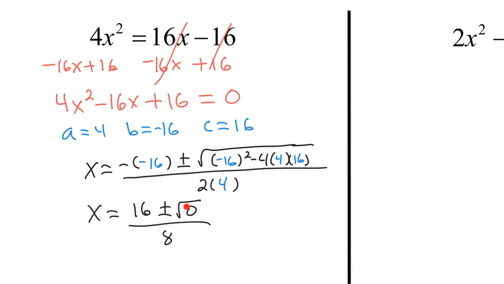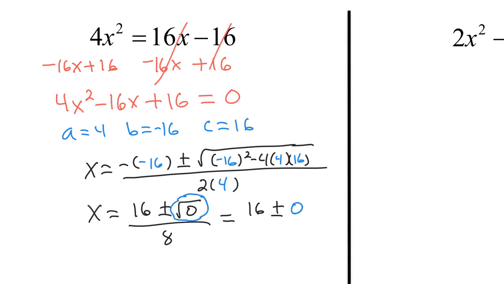Now let's talk about the discriminant. The discriminant is 0. When the discriminant is equal to 0, that means you have one real solution. So we're going to have one answer. And the square root of 0 is 0. It is a perfect square number. So I'm going to keep going. I have 16 plus or minus 0. Right here, the square root of 0 is 0.